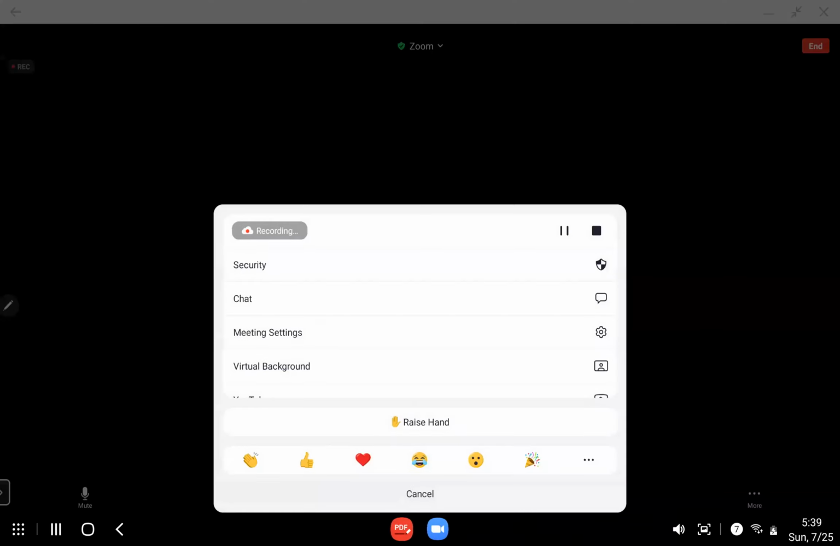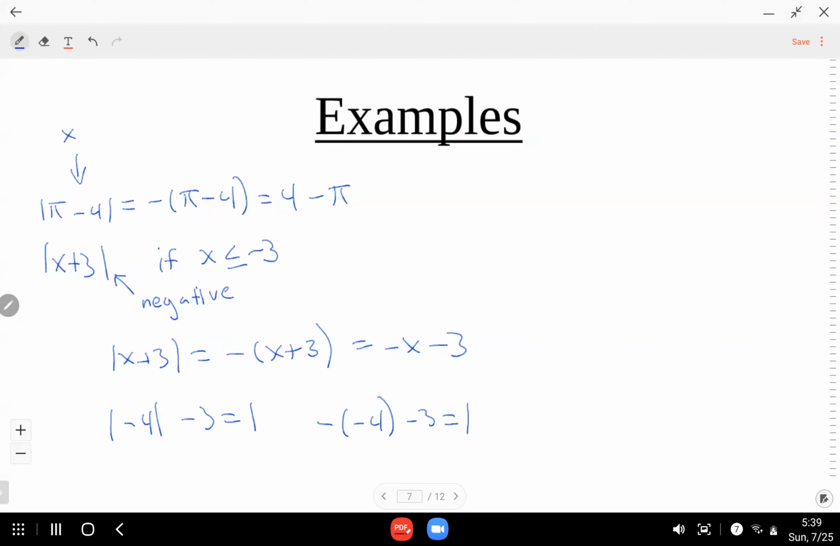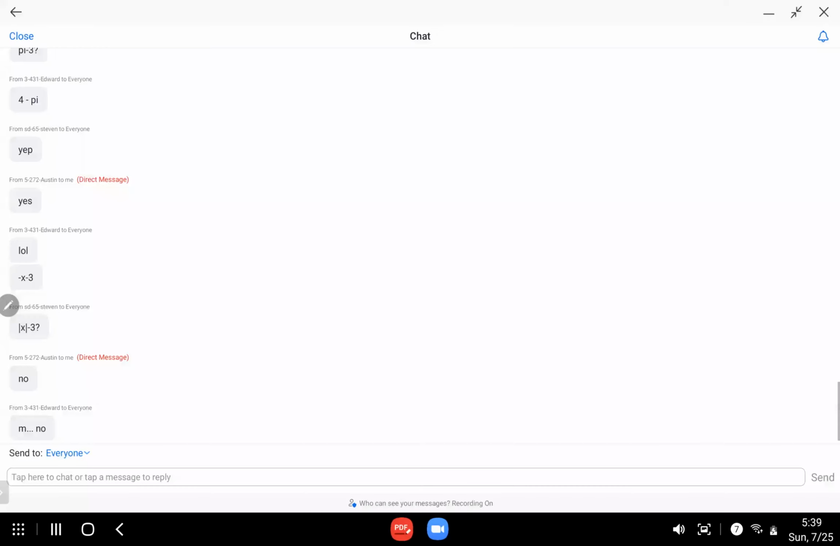Okay. So, are there any questions? Any questions? If not, we are going to move on to exponents and radicals. No. Okay, good. No questions. So, exponents and radicals. How are we going to do this?